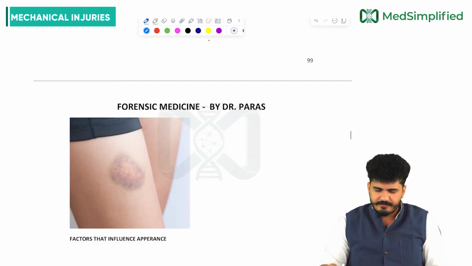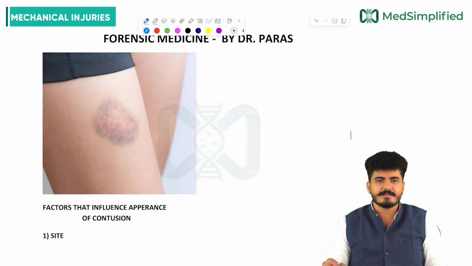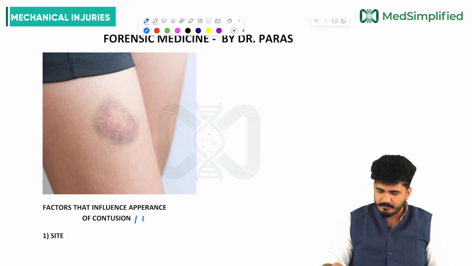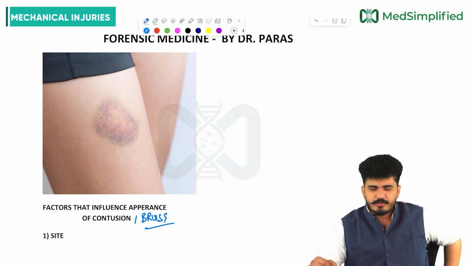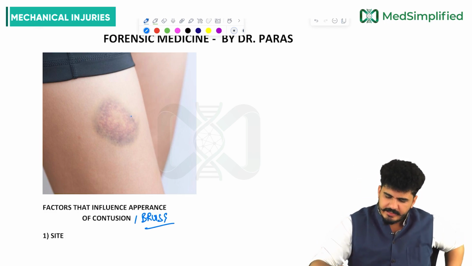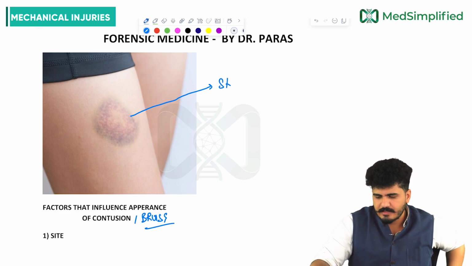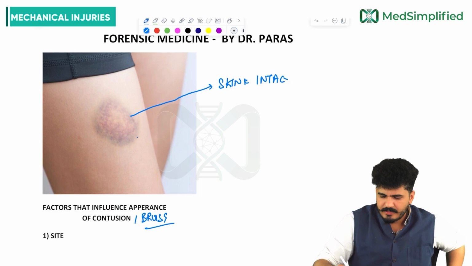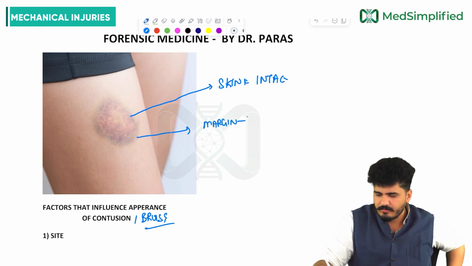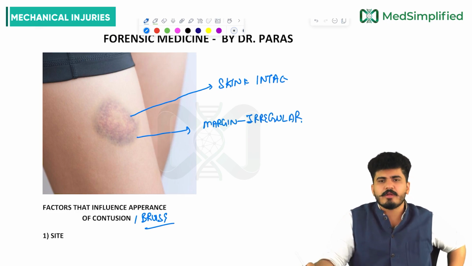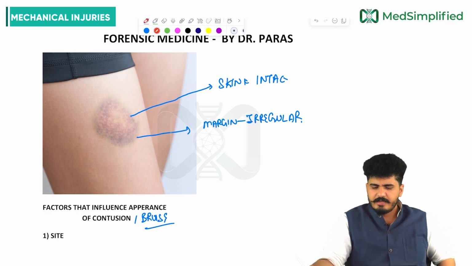So let's learn different things, like this is an example. This is an example of contusion. Contusion is also called bruise. Contusion or bruise. You can see the skin is intact. Margins are irregular right here.